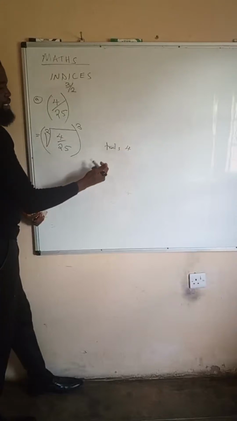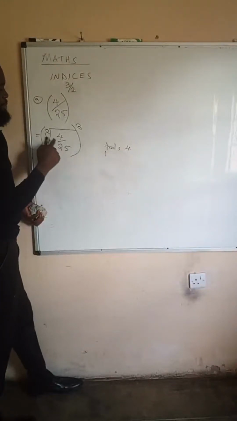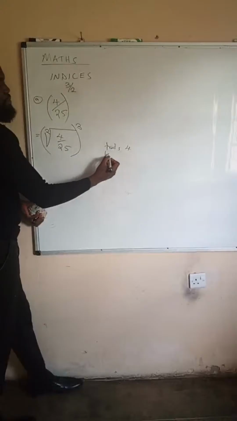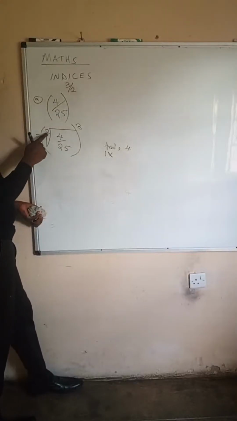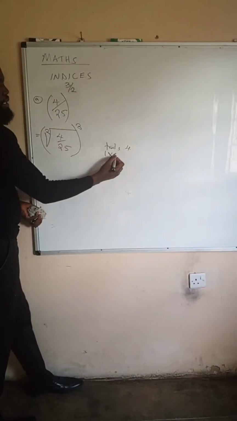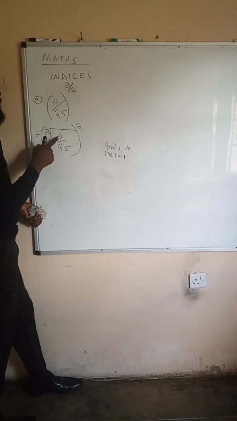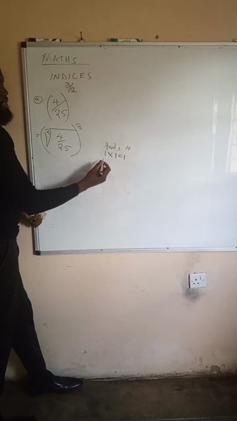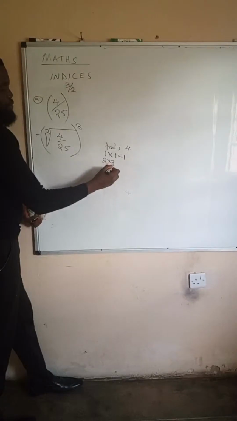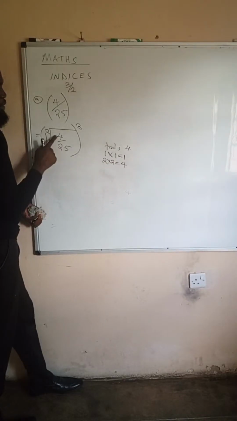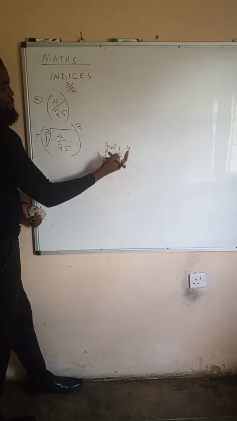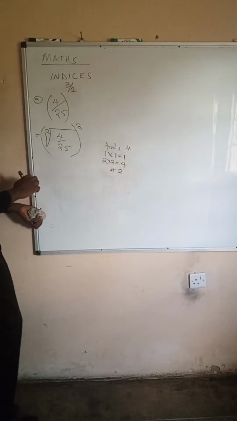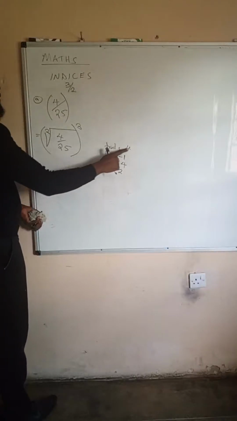So trials for 4 will start. I look for a number that, when I multiply it by itself twice, I'll get 4. I'll start with 1. 1 times 1, is it 4? No. So 1 has failed, we go to 2. 2 times 2 is 4. Is it 4 here? Yes. So 2 has been accepted. So my trial number for 4 here is 2. I'm done with trials for 4.